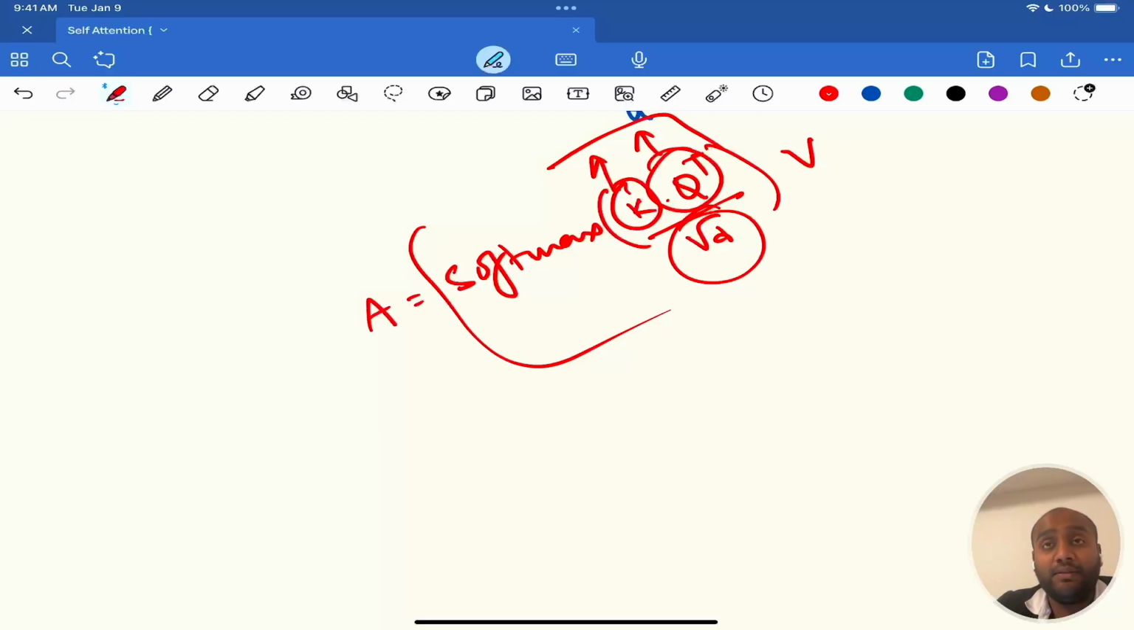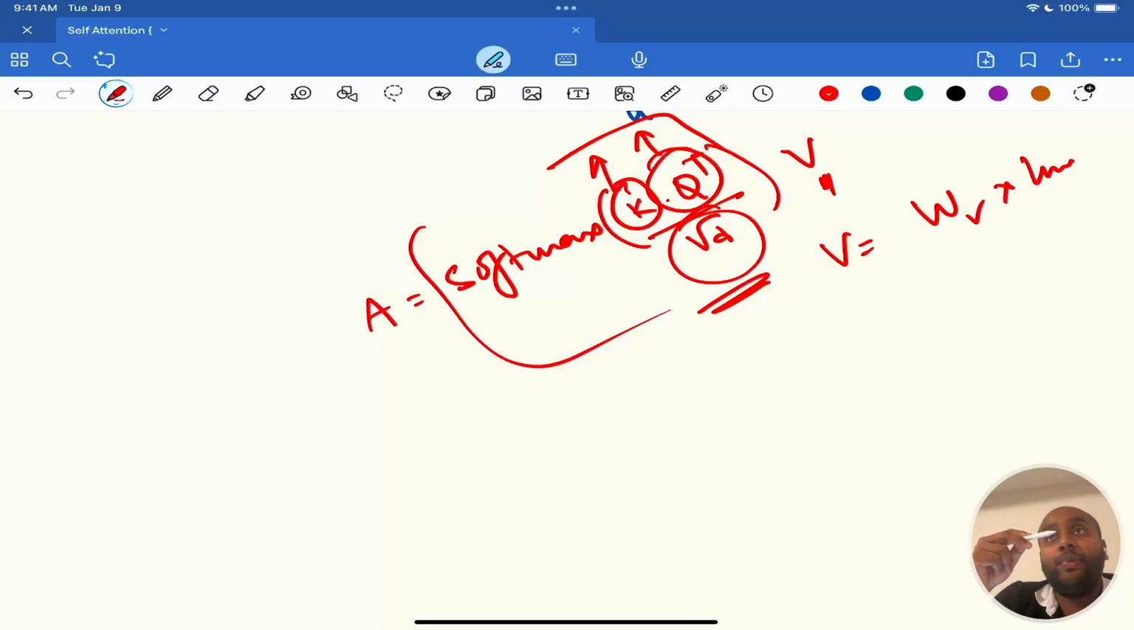Root D is just to maintain the training properly, right? This is just to maintain the training properly. Now we multiply this with V. What is V? V is the value weight matrix times the input representation. So earlier I said we project the same input representation to different spaces for keys and queries. We also project the same input representation as values into a different space.